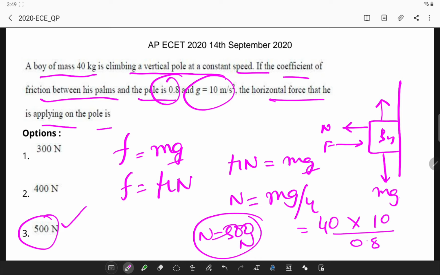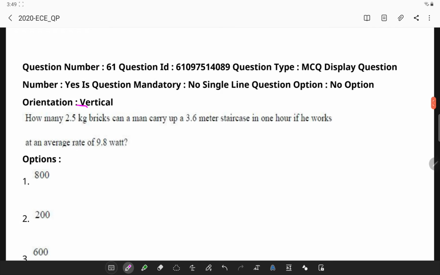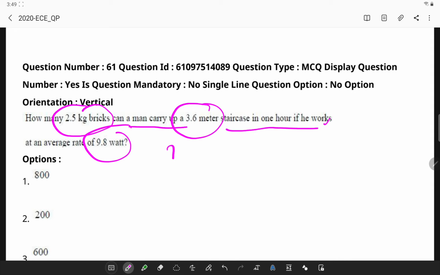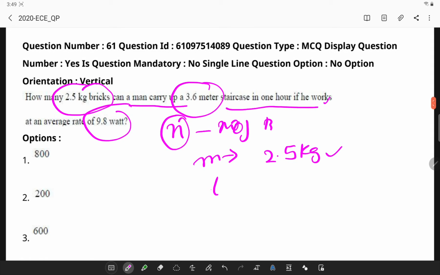Next, how many 2.5 kg bricks can a man carry up a 3.6 meter staircase in 1 hour if he works at an average of 9.8 watts? So n is the number of bricks and m is the mass of each brick, which is 2.5 kg. So what is the total mass? It is n into the mass of each brick, which is 2.5 kg.